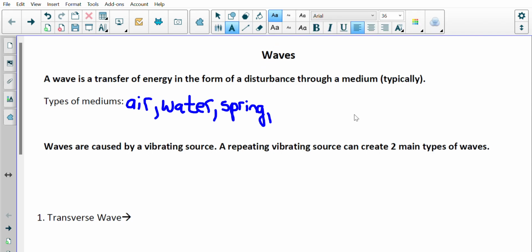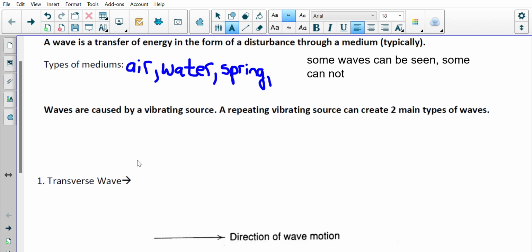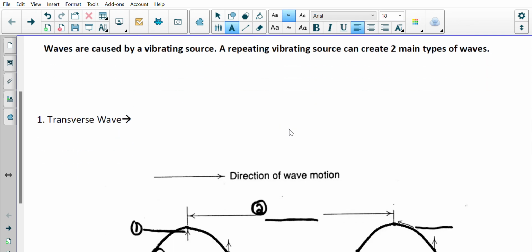But here's the key thing about waves: some waves can be seen and some cannot. So water waves you can see, a spring you can see, but sound waves, you can't see those. Now, waves are caused by a vibrating source, and a repeating vibrating source can create two main waves. Again, you're hearing me with a sound wave, and that is my vocal cords vibrating, creating a disturbance within the air. We're going to talk more about sound waves tomorrow.